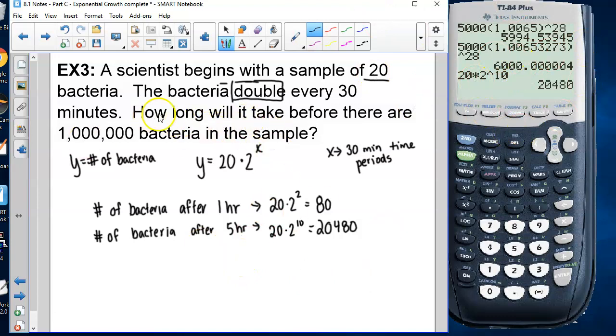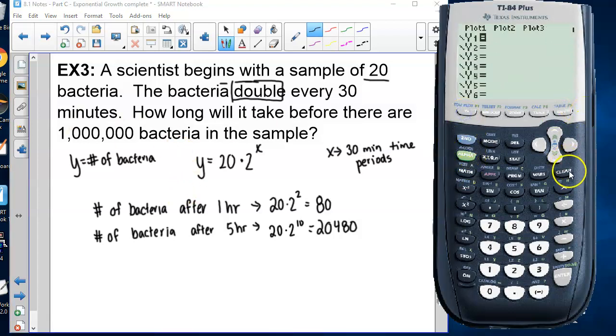New question, though. How long will it take before there are 1 million bacteria in the sample? I could just keep guessing. 10 didn't work, so I try 11, 12, 13. I could keep guessing, or I can put this in my y equals and look at the table, and that's what we want to do. So go to y equals on your calculator. Everybody try it. Make sure you can do it.